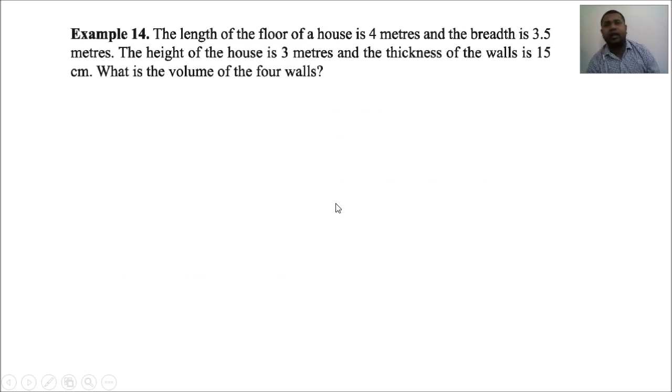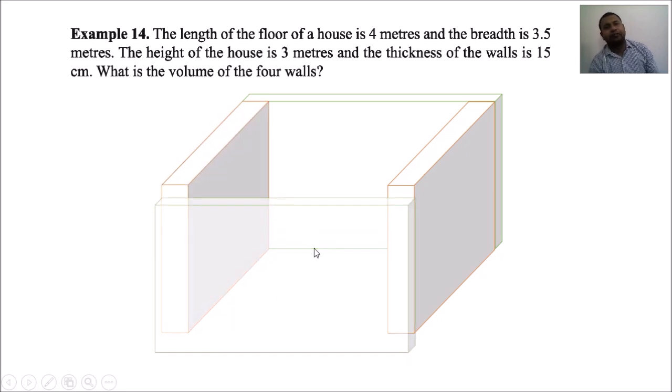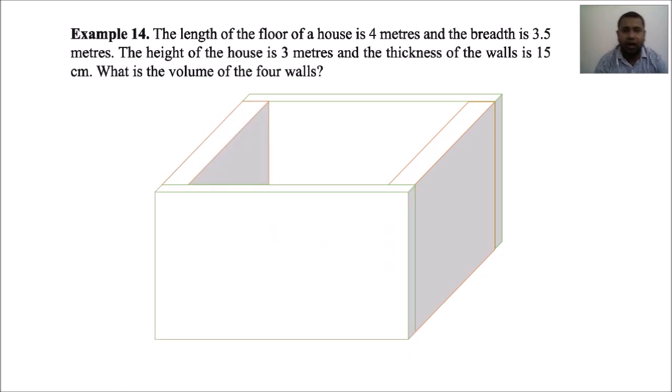Now the next question, example number 14. The length of the floor of a house is 4 meters and the breadth is 3.5 meters. The height of the house is 3 meters and the thickness of the wall is 15 centimeters. What is the volume of the 4 walls? Okay, so look at it. These are the 4 walls, a closed room.